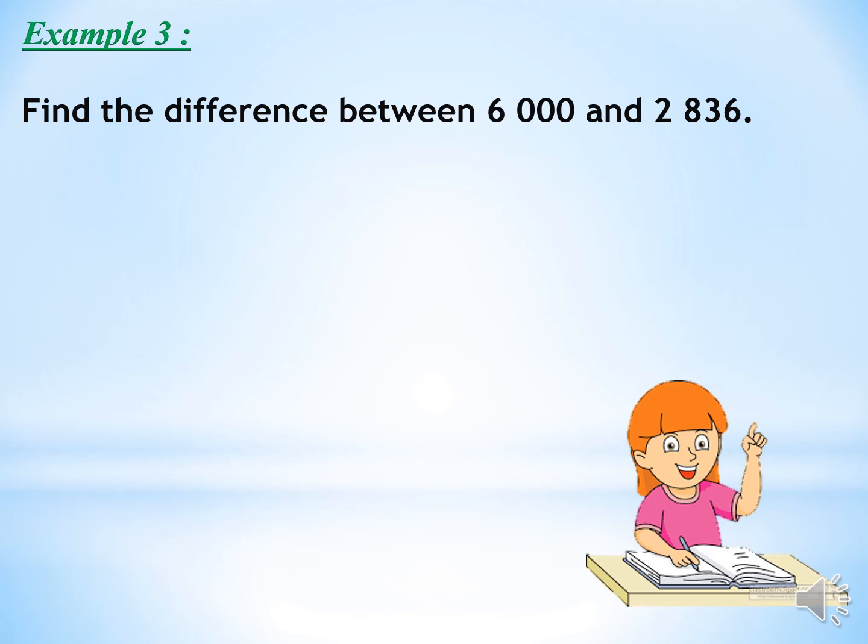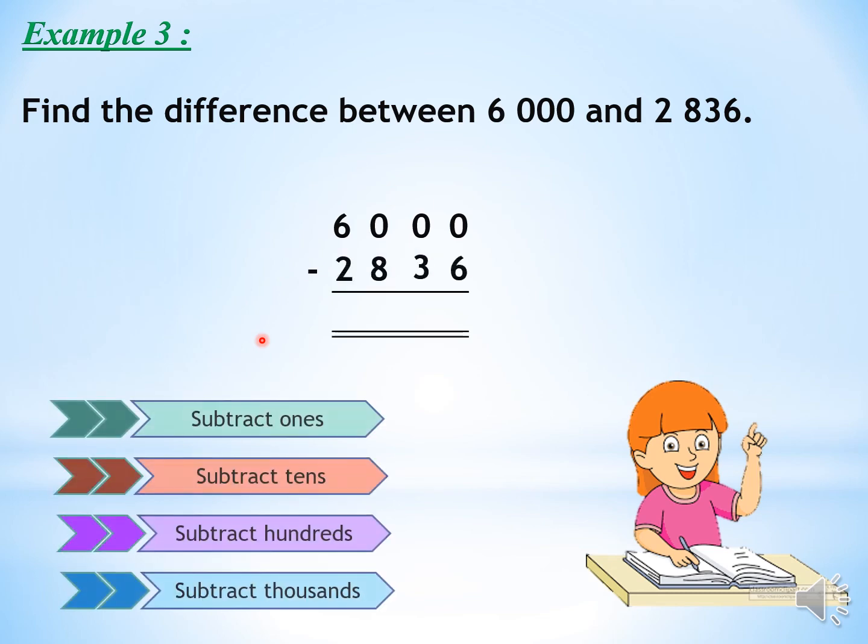Let's see this example even. Find the difference between 6000 and 2836. We write the greatest number firstly. 6000 subtract 2836. And we know the way of getting the answer even. By subtracting ones, tens, hundreds and thousands in order, we can get the answer. Firstly, we subtract the ones then. 0 subtract 6.